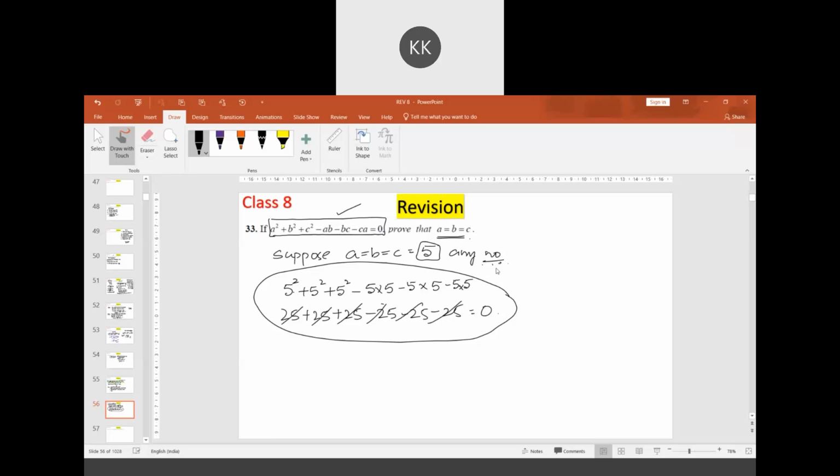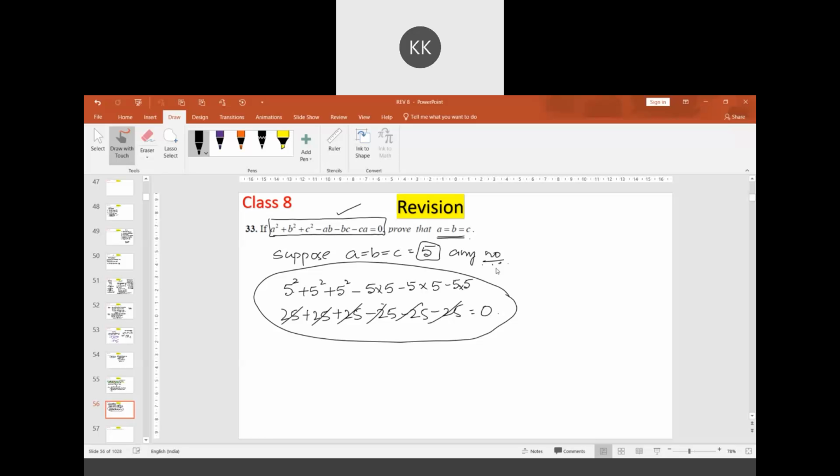How to do this question? You also think what can be done. Can we make use of a plus b plus c whole square only and do something? a minus b minus c whole square, sir. a minus b minus c whole square. By using that, what do we get?